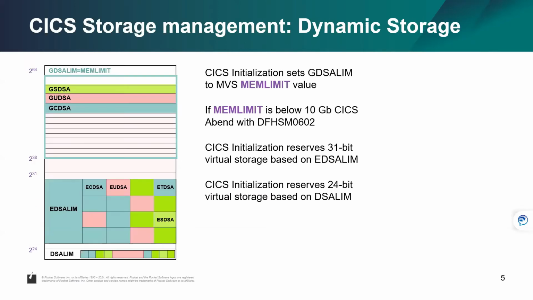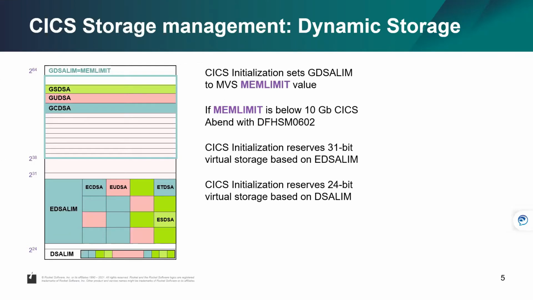Now, within CICS itself, it breaks up that storage, right? So you have region size, you have MEMLIMIT, right, which are maximums. It breaks them up into dynamic storage areas, or DSAs, right? So above the bar, there are 3 DSAs. There's the user DSA, the CICS DSA, and the shared DSA.